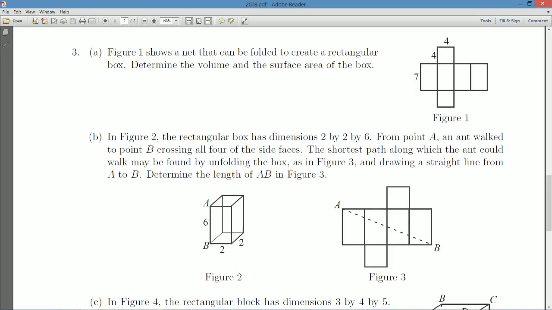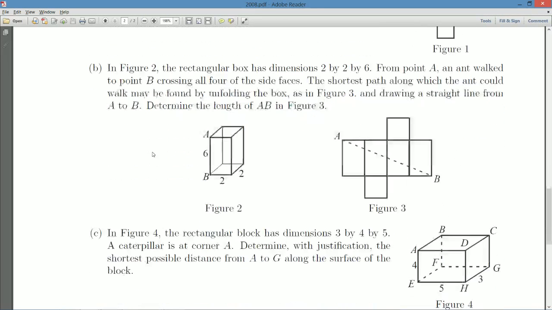Alright, B part of question 3 on the 2008 paper. In figure 2, which we have below, the rectangular box has dimensions 2 by 2 by 6. From point A, an ant walked to point B, crossing all 4 of the side faces. The shortest path along which the ant could walk may be found by unfolding the box as in figure 3 and drawing a straight line from A to B. Determine the length of AB. Okay.